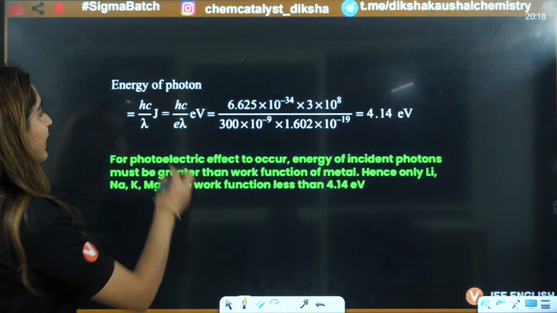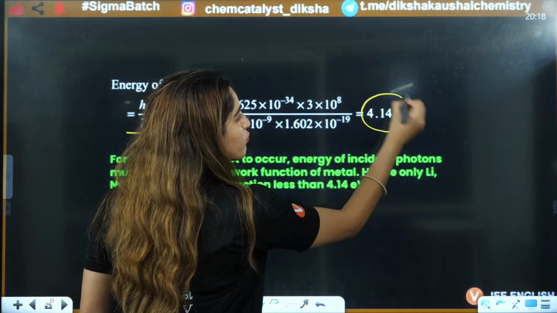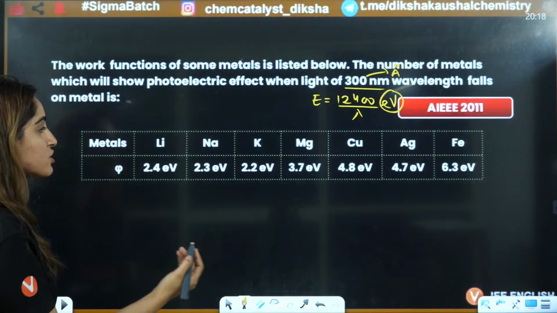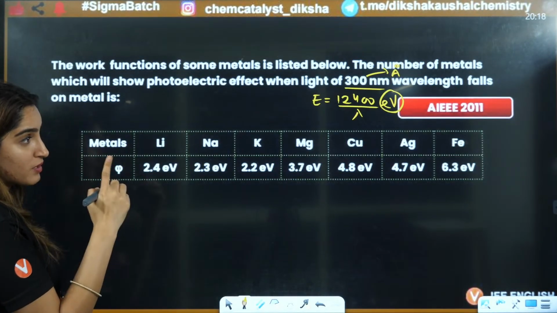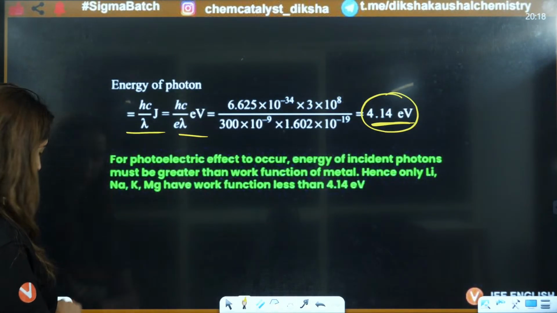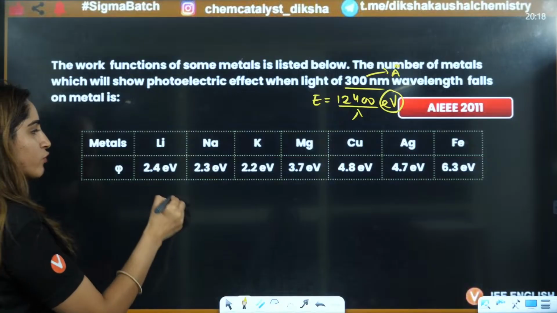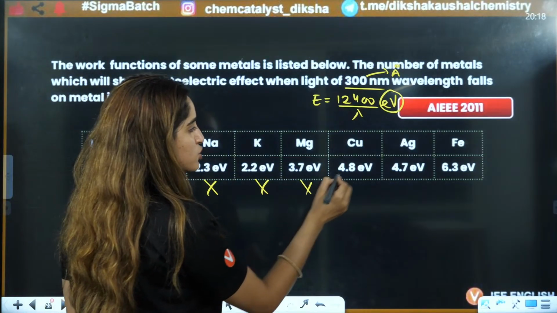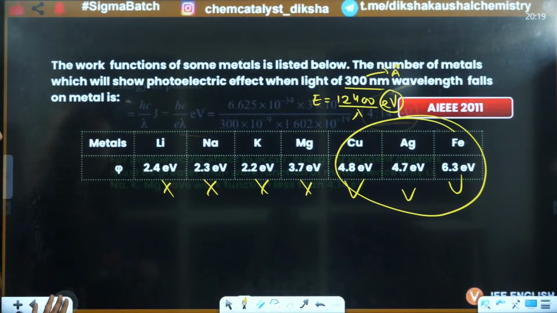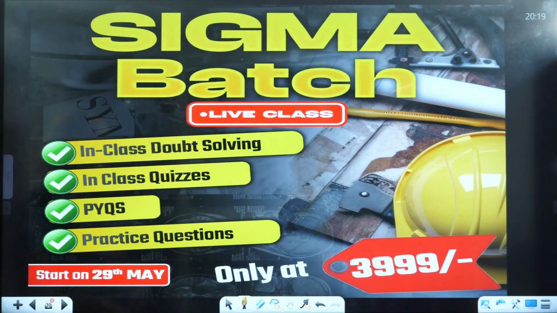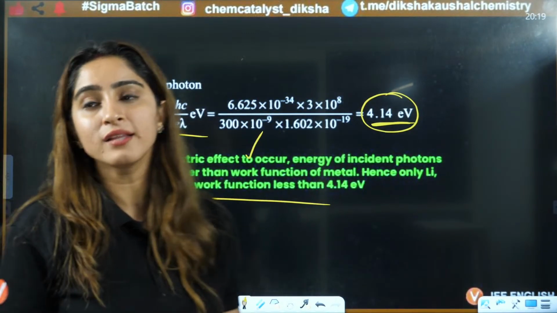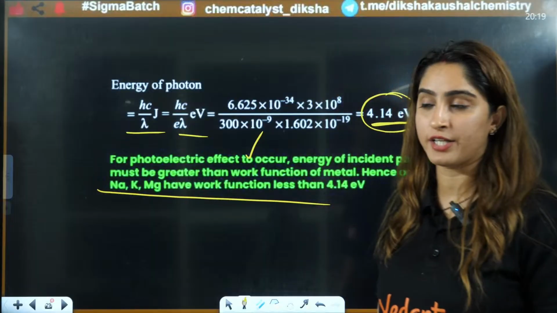After solving, you will get the answer as 4.14 electron volt. Now the energy which is greater than 4.14, this will not show, this will not show, this will not show, this will show, this will show, this will show. That means copper, silver and iron will show you the correct answer. Okay, these will show you the photoelectric effect.